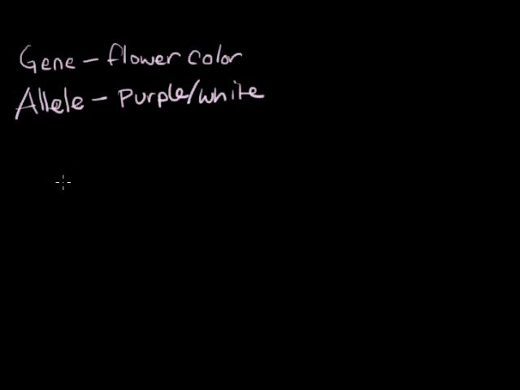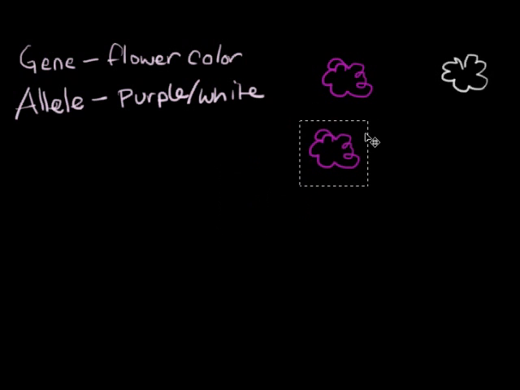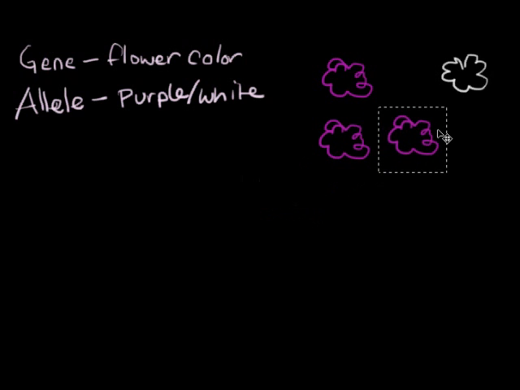Okay, and what he found was, when he crossed a purple flower, and he purebred them first so that he was pretty sure these flowers only produced purple flowers, and he also purebred white flowers to make sure that they only produced white flowers, so when he crossed these flowers, he found all purple flowers. In that first generation, only purple flowers were produced.